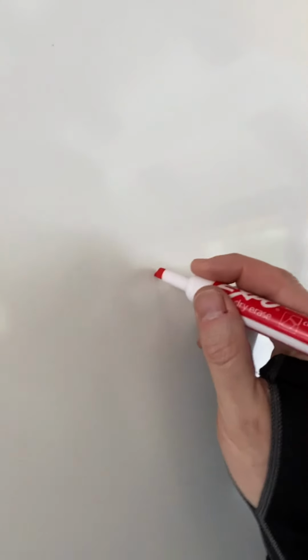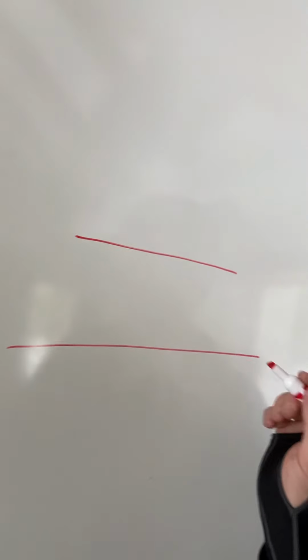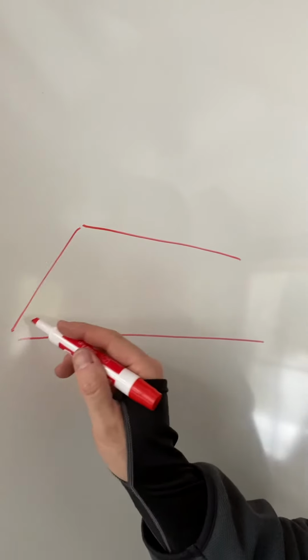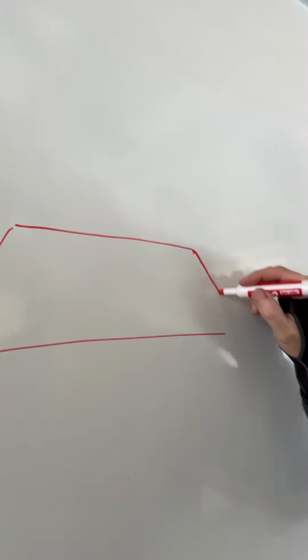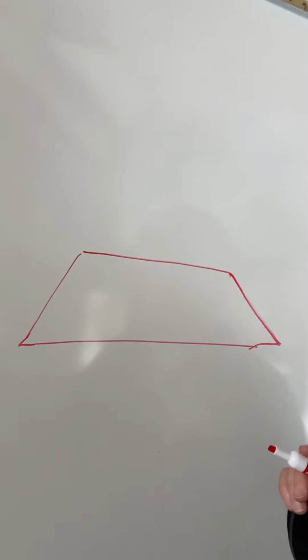Hey, welcome back. In this one, we're going to be talking about isosceles trapezoids. So you may remember a trapezoid is a quadrilateral with two parallel sides, and then two non-parallel sides. So these could be anything. All right, so that makes our trapezoid.